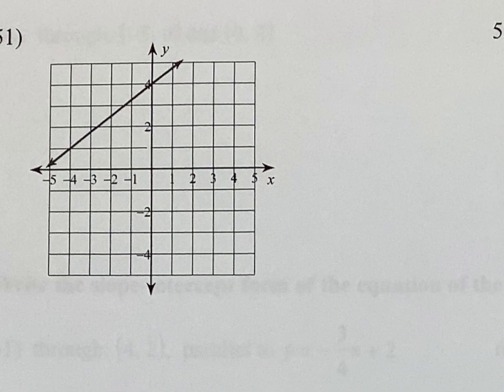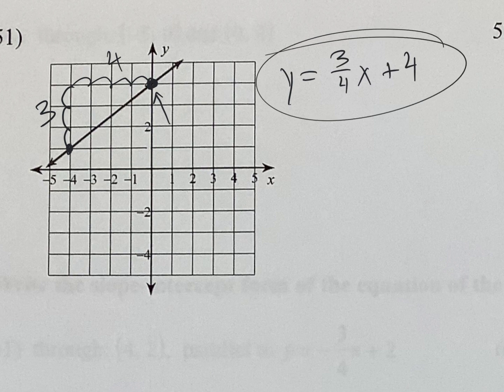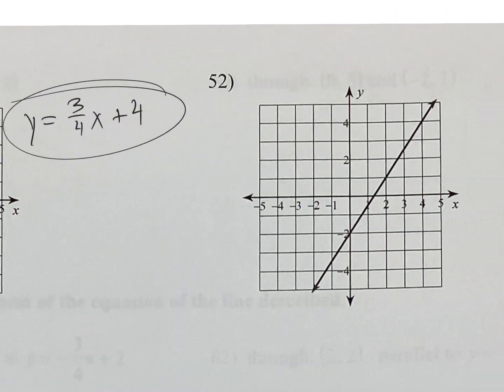51, same thing. We can see where it goes through the y-axis, but you still have to get the slope. So you have to find 2 points. Here's one, and the y-intercept's the other one. We go up 1, 2, 3, and we run 1, 2, 3, 4. So your slope is 3/4, and your y-intercept is 4. So that is the answer to 51. 52.